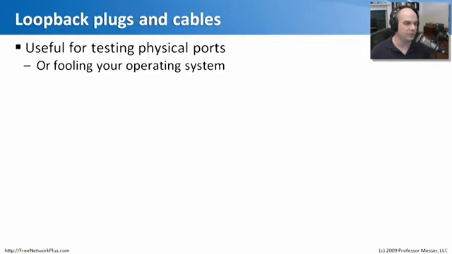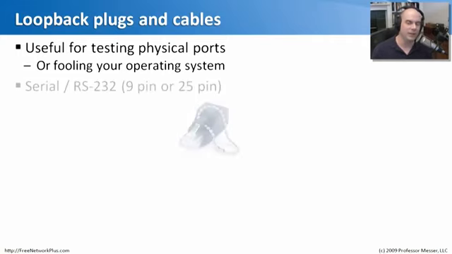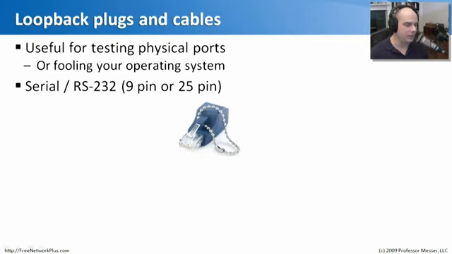This is also useful for fooling your operating system. When you were originally installing Windows NT back in the day, Windows NT expected you to have a network connection available. And if you didn't have a network connection, well, then it wouldn't work. It wouldn't install properly. So we plugged a loopback plug into the Ethernet connection and everything installed the way you would expect.